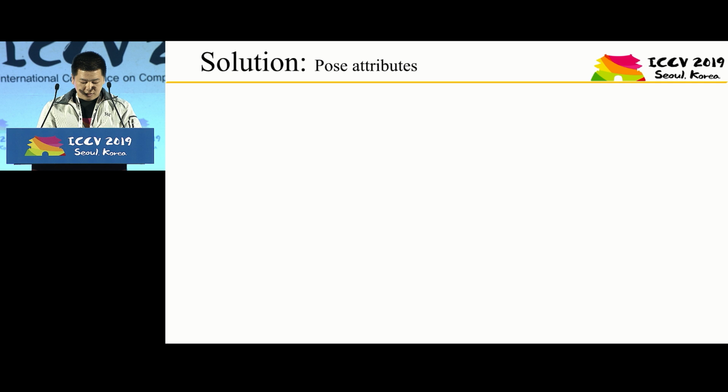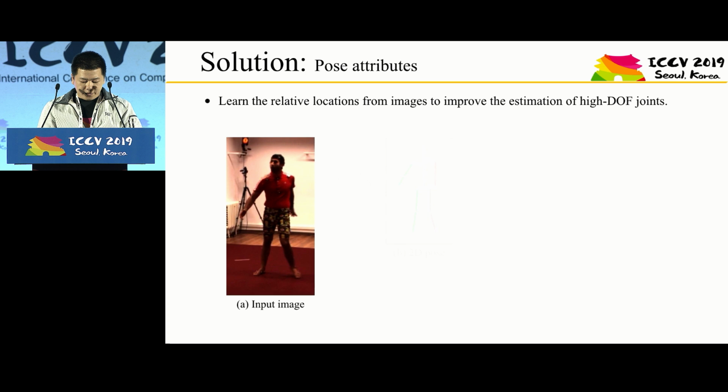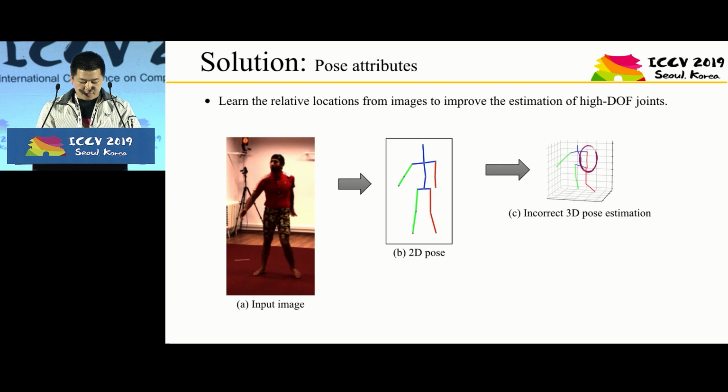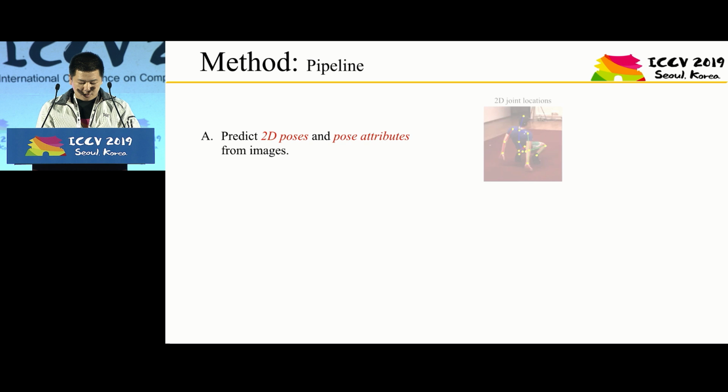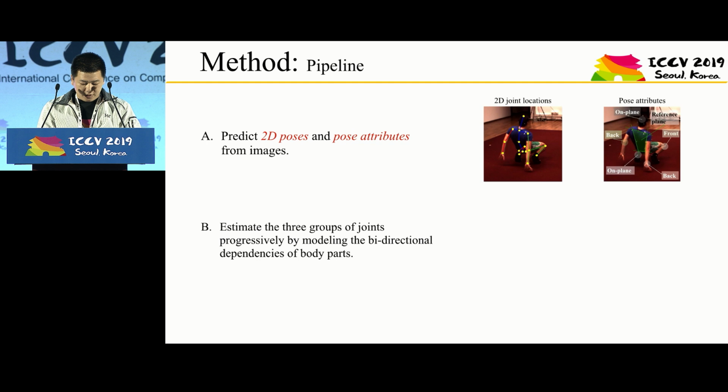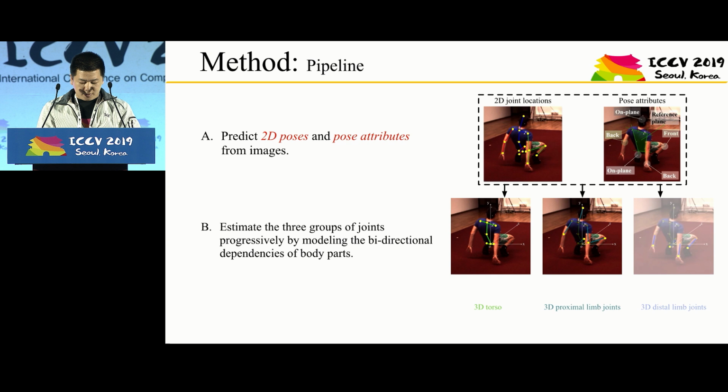We also introduce pose attributes to help 3D pose estimation. The motivation is that generally a 2D pose does not contain enough information to infer the 3D pose, and often leads to wrong results. The pose attributes, encoding additional image cues, are aimed to rectify the 3D pose in these cases. Our method consists of two steps. In the first step, the 2D pose and the pose attribute are estimated from the input image using a multitask network. In the second step, both of them are fed into the bidirectional dependency model to estimate the 3D pose progressively.